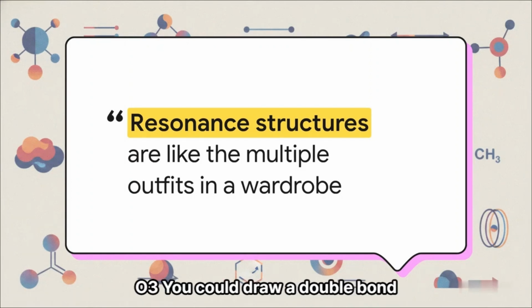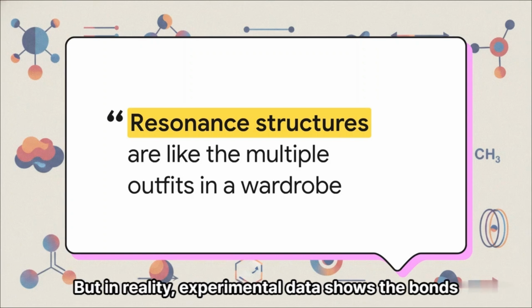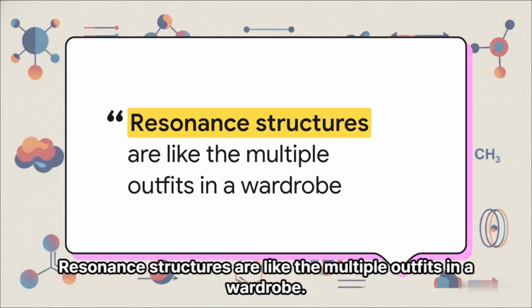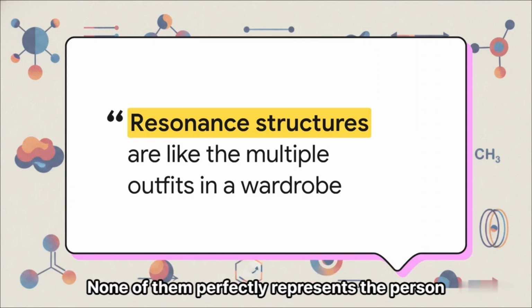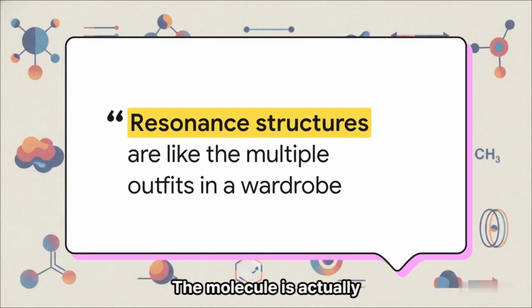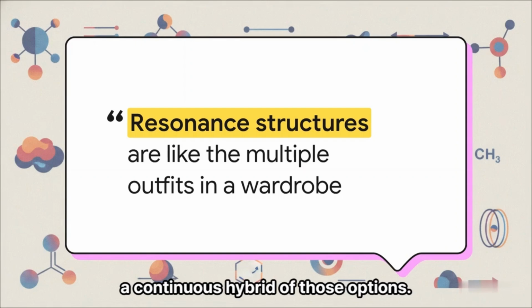But then you have molecules where one drawing just doesn't cut it. Take ozone, O3. You could draw a double bond on the left or on the right. But in reality, experimental data shows the bonds are completely identical. We call this resonance. There's a great analogy for this. Resonance structures are like the multiple outfits in a wardrobe. None of them perfectly represents the person wearing them, but together they give you the complete picture. The molecule is actually a continuous hybrid of those options.